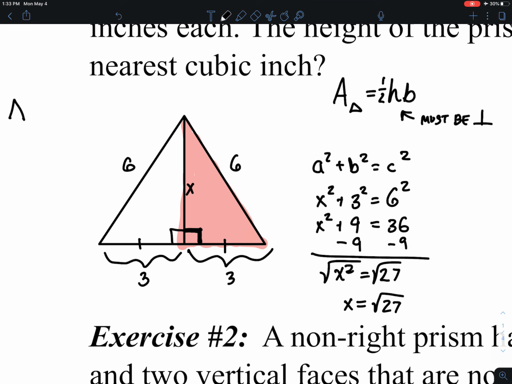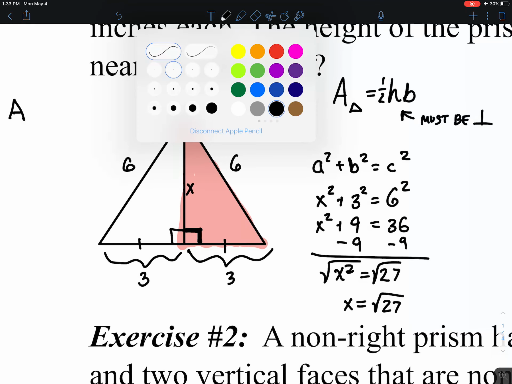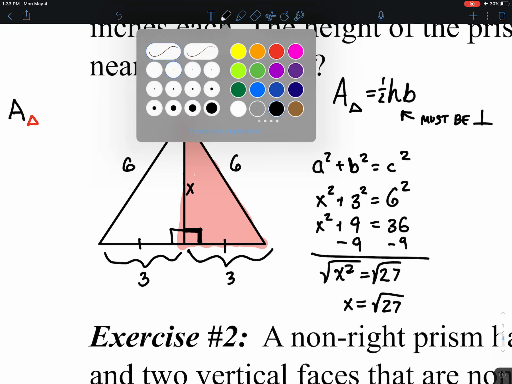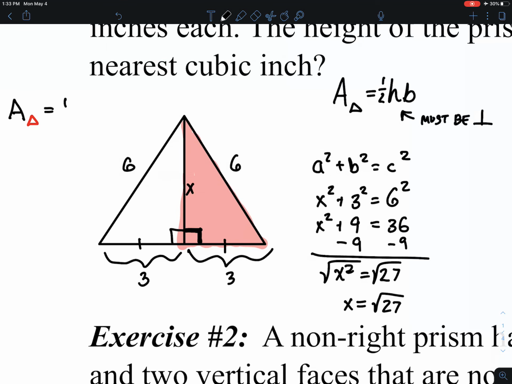Now, if we're just trying to find the area of the red triangle, that's going to be equal to 1/2 times 3 times rad 27, right? But we need two of those. We need two of those triangles because we have this one here and we have this one here. So what we're going to do is just multiply this whole thing by 2. And if you think about it, the 2 and the 1/2 simply kind of just cancel out, essentially.